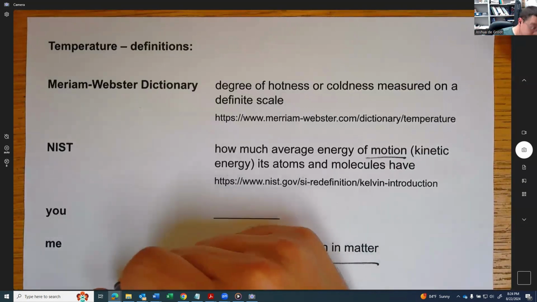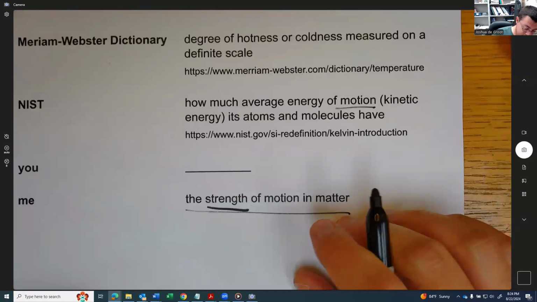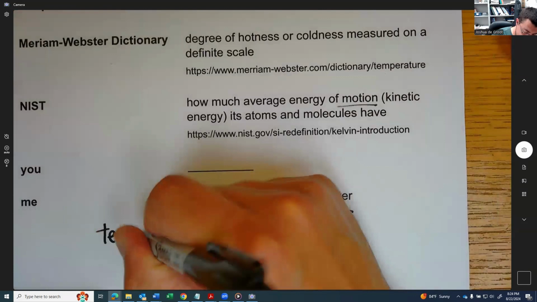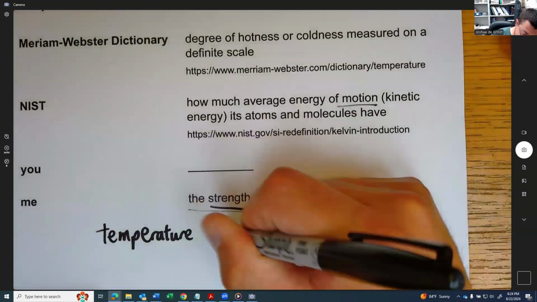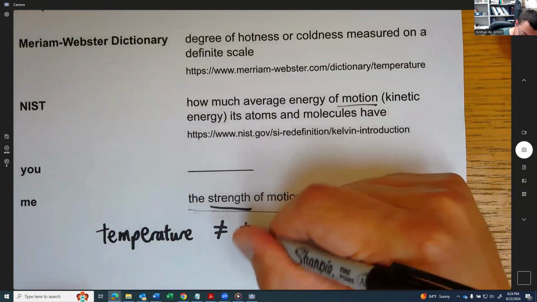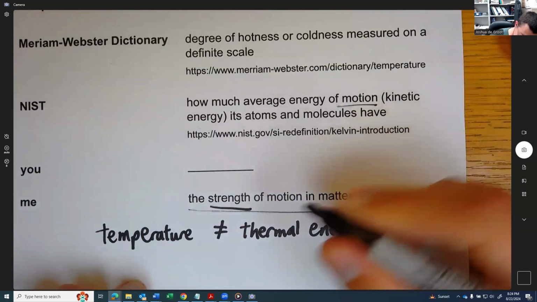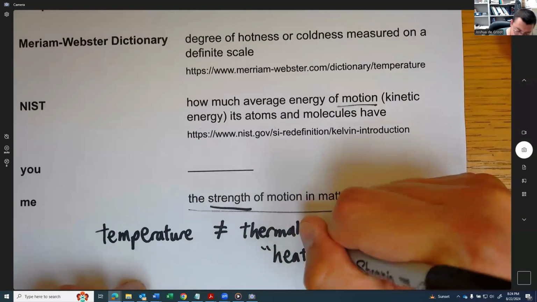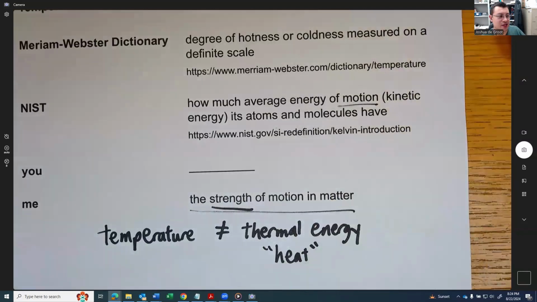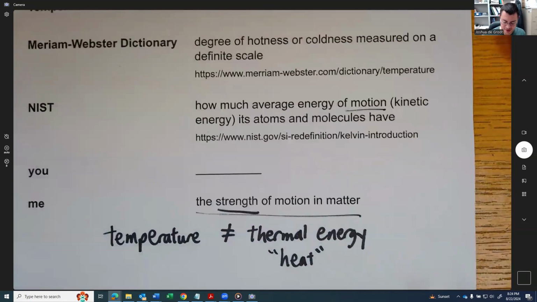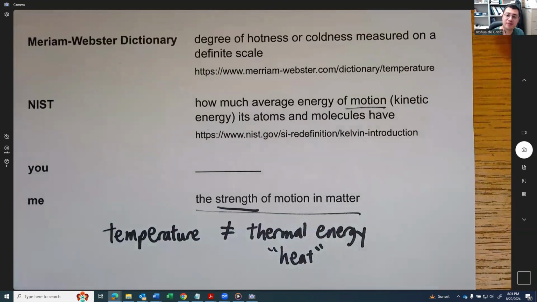Okay. So let me just write this here as a closing thought. Temperature is not the same thing as thermal energy. Okay. We'll just call that heat in quotations. If you're wondering why it's in quotations, I invite you to go on a Wikipedia rabbit hole or something and check that out. I'll maybe discuss that in another video, but heat. All right. They're not the same thing. Temperature, like I said, is the strength of the motions in something.